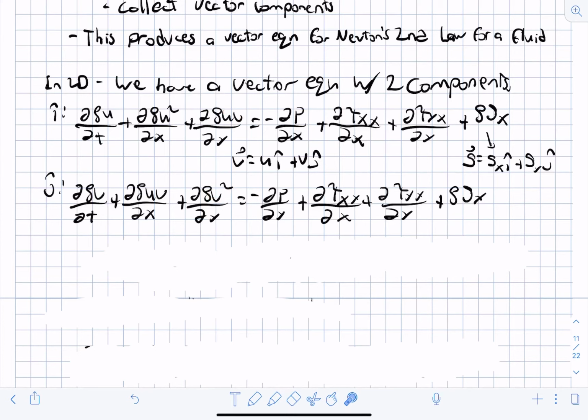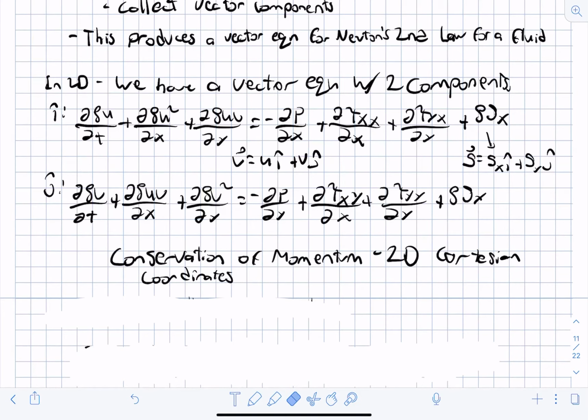Okay, and there are some other differences with the stress terms too. But in general, it's the same. You're just using different components of either the fluid velocity or the stress tensor or the gravitational vector. Okay, and so this here is conservation of momentum in 2D Cartesian coordinates for a stationary control volume.